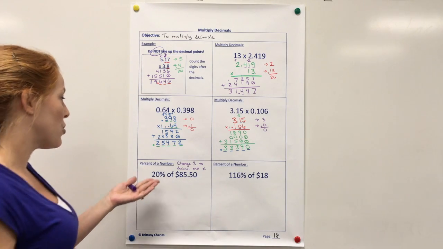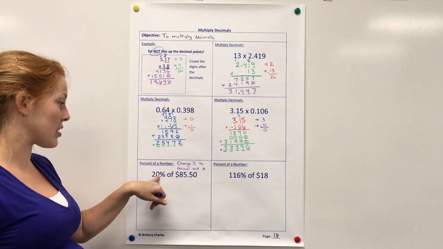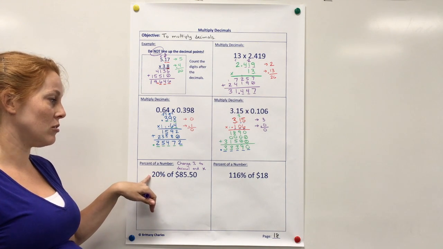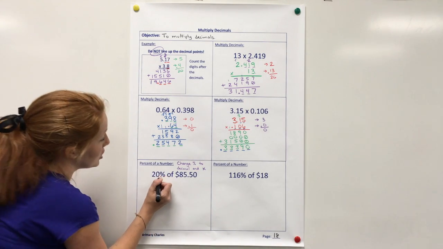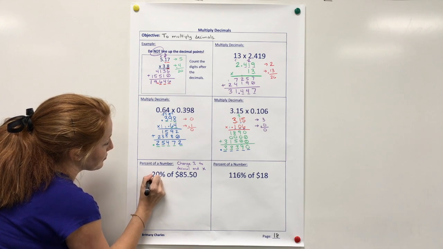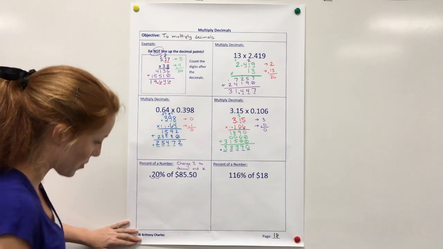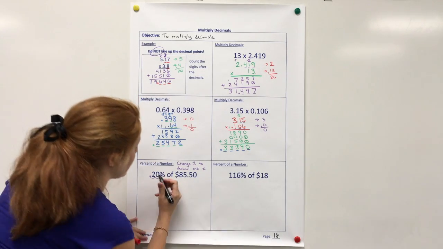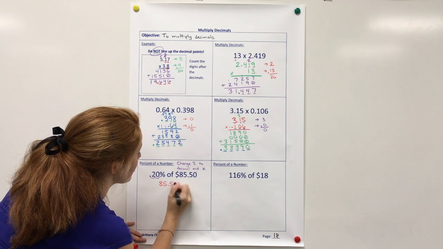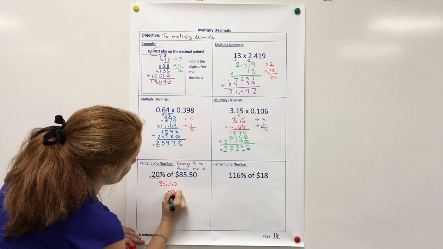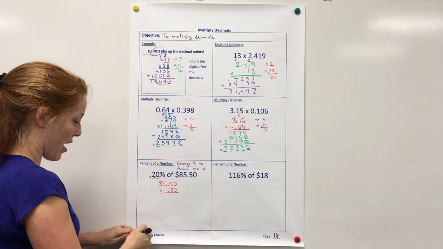So whenever I want to know a percent of a number or a part of a number, all I'm going to do is take the percentage and make it into a decimal and then just multiply the two numbers. That's it. Okay, so percent to decimal, to the left we roll. Now I'm going to multiply these two numbers. Okay, so we have 85.50 and 0.20. Go ahead and multiply that.